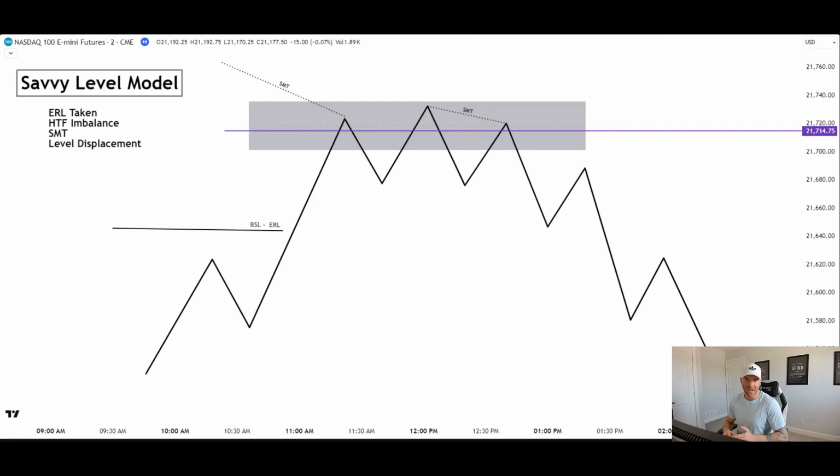So this is my A plus entry model. It's very high probability, like an 80% win rate. It's one of my go-to setups. Every time I see it, I take the trade no matter what, and I usually take it with size because it is such a high probability setup.